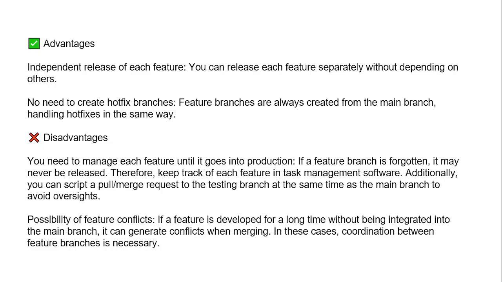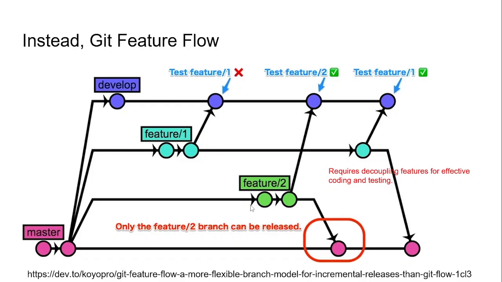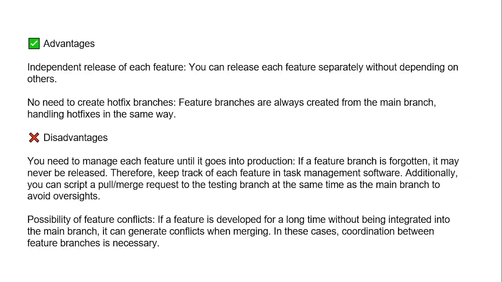So the advantages is that there is independent release of each feature. You can release each feature separately without depending on others. So you can always have something that is working, ready to deploy. You have no need to create hotfix branches. Feature branches are always created from the main branch, handling hotfixes in the same way. I mean with this that what we are doing here is always hotfixing, so there is not a different rule or procedure that you follow to do a hotfix, because it's mainly the same.